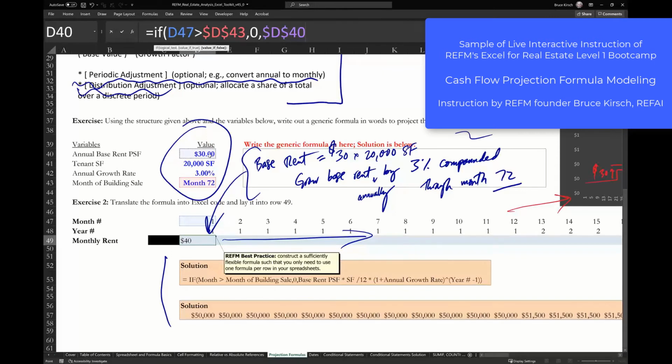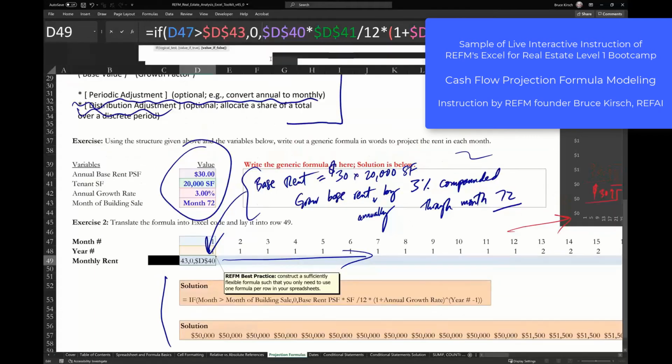Okay. Multiplied it with the tenant square footage in D41. Good. Divided that by 12 to get to the monthly rate. Good. And times that by the growth rate. So open bracket 1 plus locked in D42. Bracket closed to the power of open bracket D48, not locked in. So the year minus 1 and then close 2 brackets. Beautiful. Thank you very much.